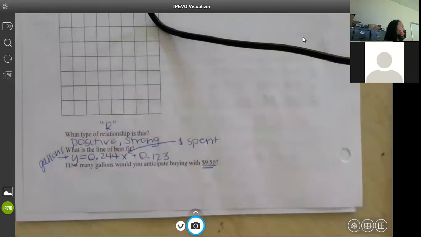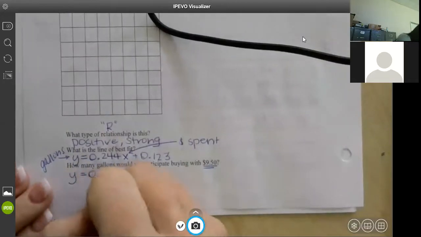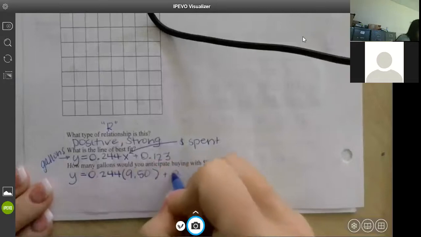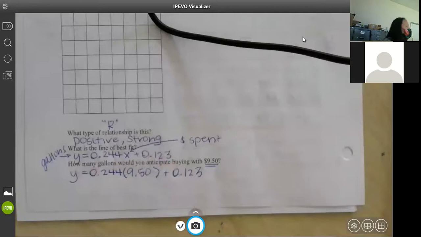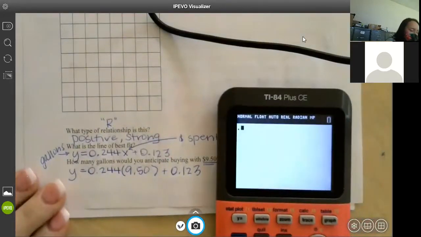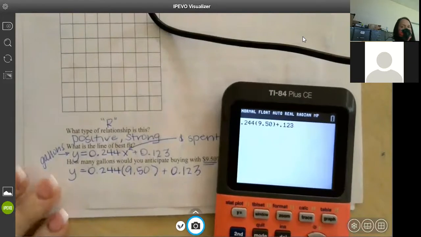The X. Why the X? Because X is dollars. X is money. You guys see it? That's okay. So we're going to do Y equals 0.244. Instead of X, we spent $9.50 plus 0.123. So you're just plugging it in. Just make sure you plug it in the correct spot. Okay. Go back to your calculator and just type that in. 0.244 times 9.50 plus 0.123.